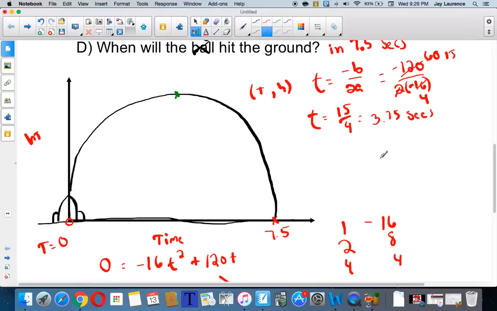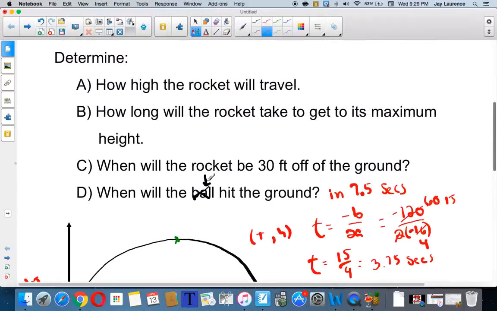Now, by the way, 15/4 is half of 15 halves, isn't it? Right? And 15 halves is the same as 7.5. Half of 7.5 is 3 3/4, isn't it? Yeah, so I'm really liking the fact that I got the halfway point. Now, by the way, that will only be true when the rocket is being launched off the ground. So I know the answer to B. It will take 3 3/4 seconds to reach the maximum height.